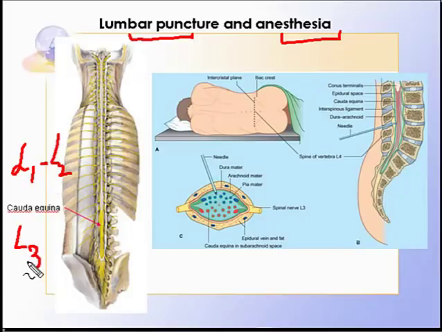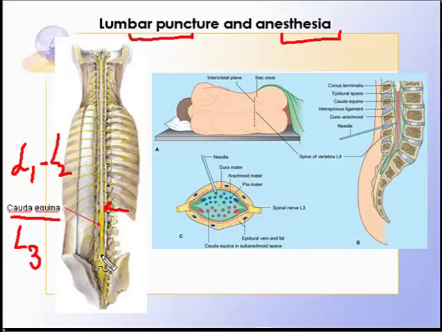And this is the point where the spinal cord ends. After that, the nerves are all present as a sheath. And that sheath of nerves is known as cauda equina. Cauda meaning tail, equina is for horse. Because this sheath of nerves looks like a horse's tail, that's why it's called cauda equina.